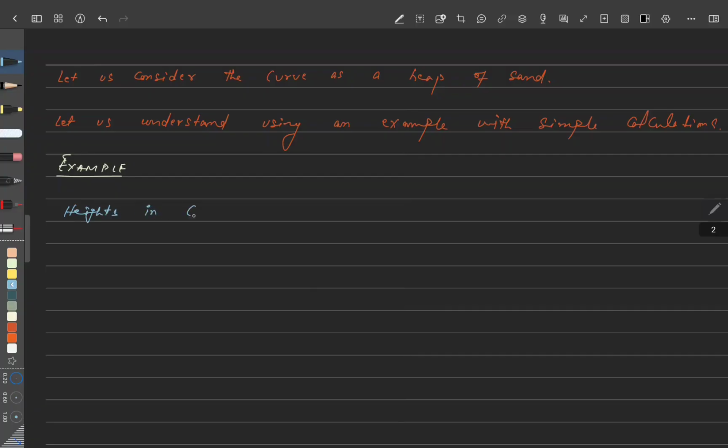Heights in centimeter. Okay, 10 people. What are the heights? These are the heights. So we have 150 and then 152. We'll now group heights into bins of width 5 centimeter and create a frequency table.